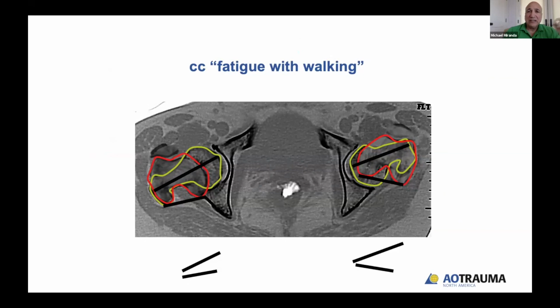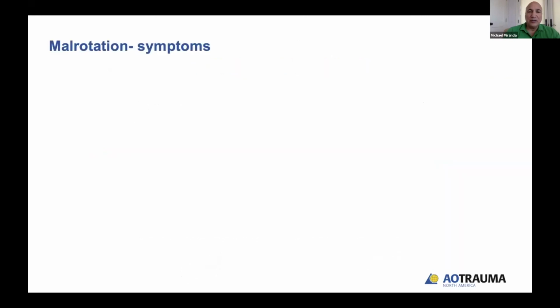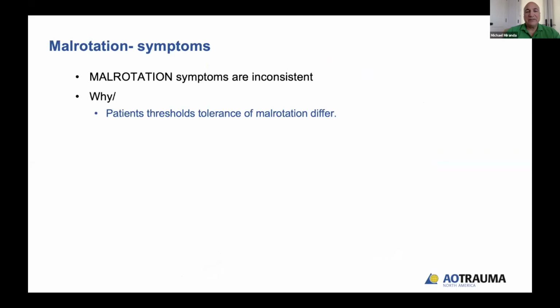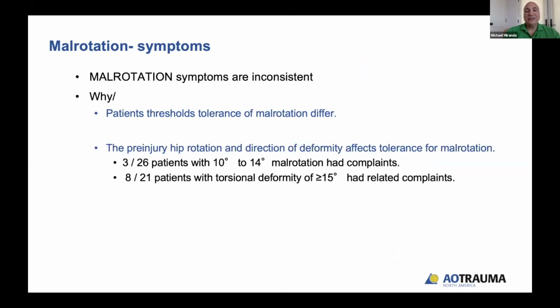I'm just saying that you really have to look for what the patient is complaining about and try and assure that there's no pathology there. So their symptoms are inconsistent. Why? It's because patients have different thresholds for tolerating malrotation. A lot of this has to do with their pre-injury hip rotation, but also the direction of the deformity affects tolerance.